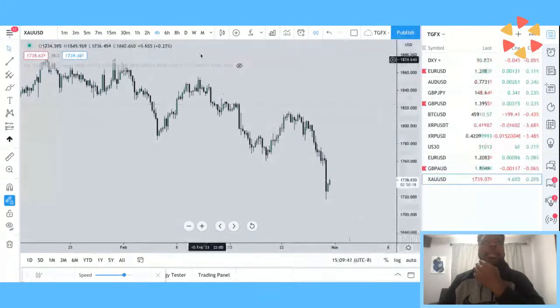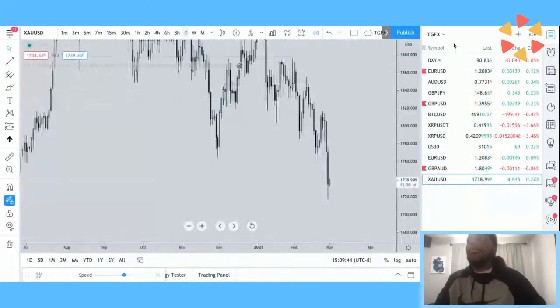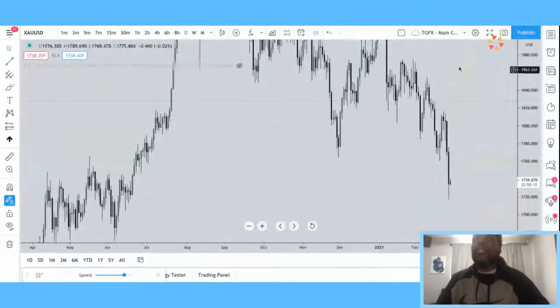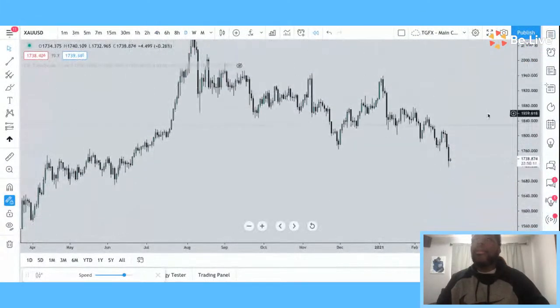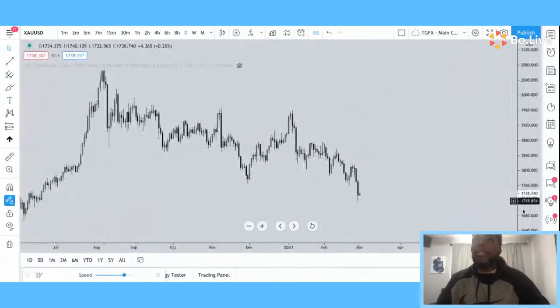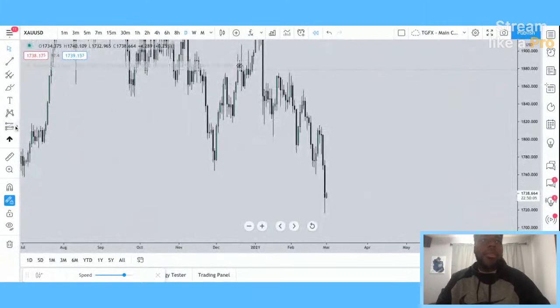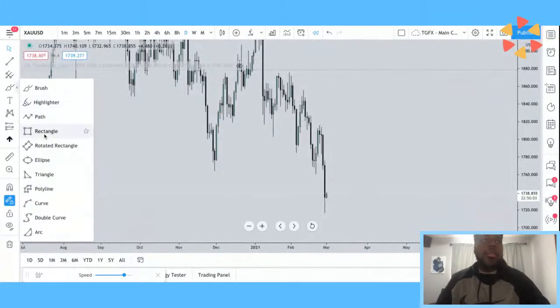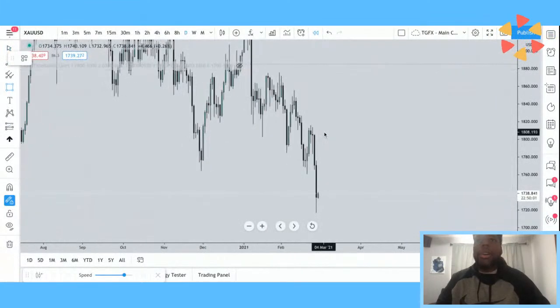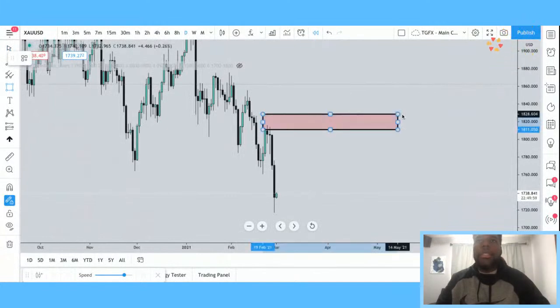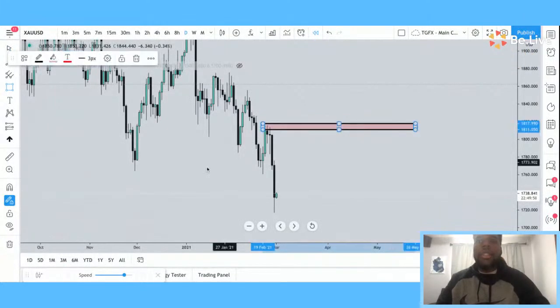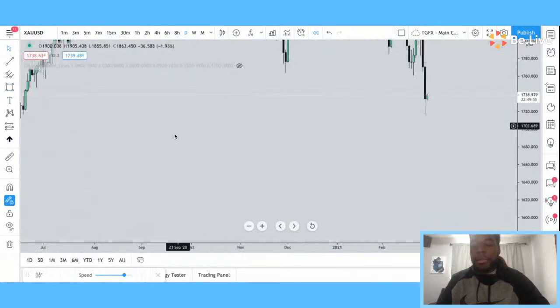All right, so let's mark up gold real quick. Right now, gold is kind of like in a free fall from the higher time frame. So overall, what we can do is mark off our last point of resistance, which is up here. And then we want to look to the left.